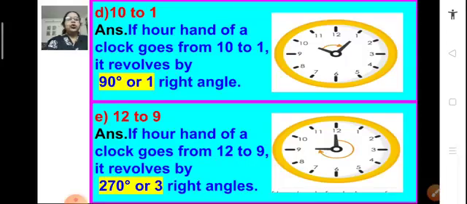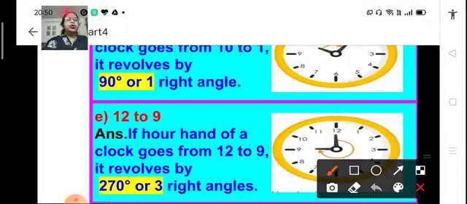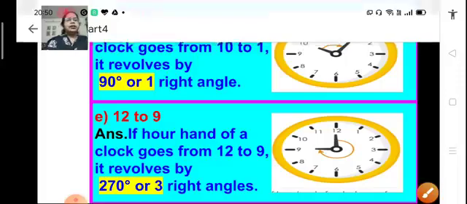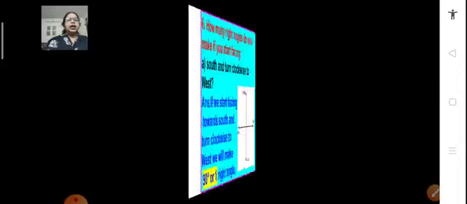D, 10 to 1. So when the hour hand moves from 10 to 1, it forms a 90-degree angle or it revolves through one right angle. Next one is 12 to 9. So when the hour hand moves from 12 to 9, then it moves through a 270-degree angle or three right angles. We can see here three right angles.